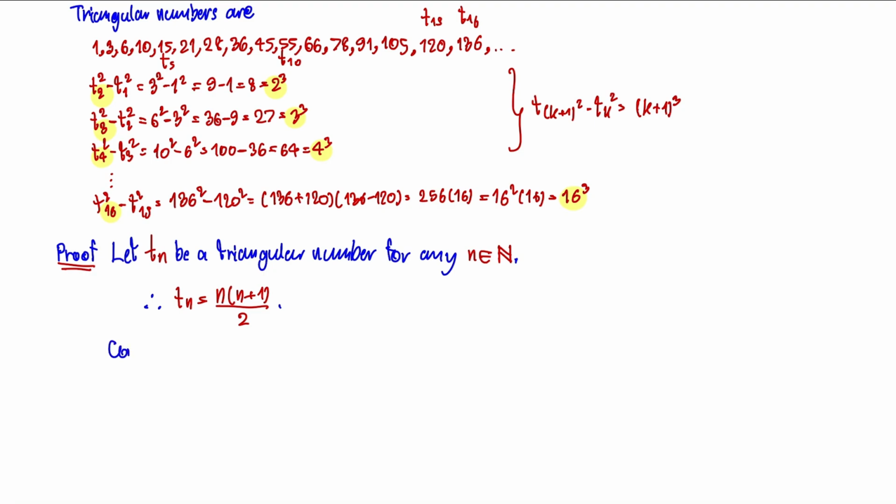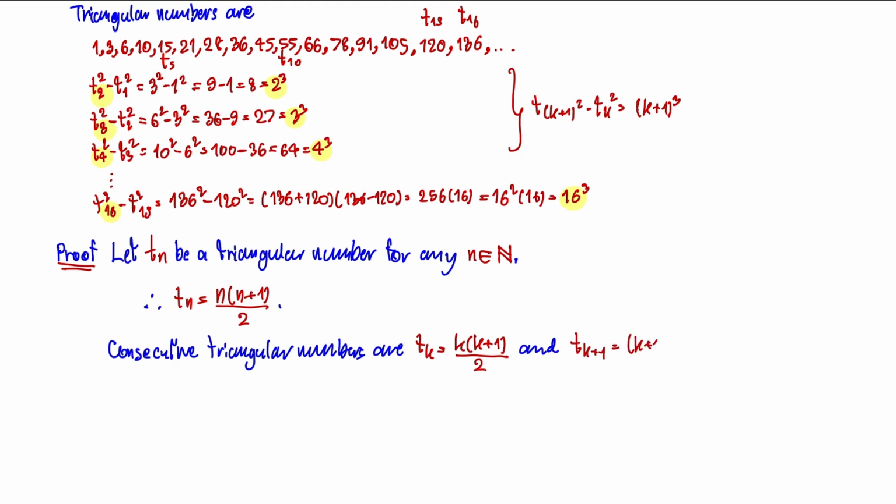Consecutive triangular numbers: we start with t_k. It is k times (k plus 1) over 2. And the next one is t_(k+1), equal to (k plus 1) times (k plus 2) over 2, right?